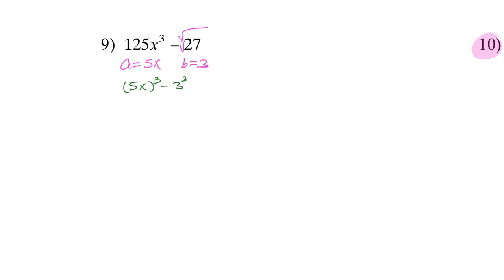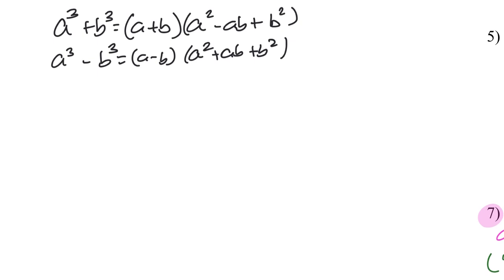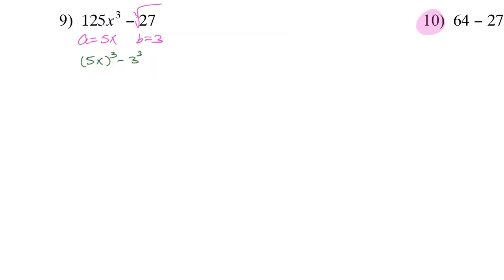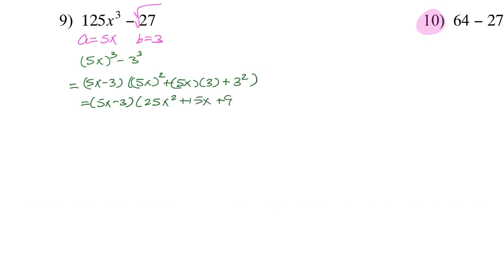Now, again, this sign is just going to tell me that I'm using now the difference. But as you can see, it's very similar to the addition. The only difference is that this sign changed and that one changed, right? So let's go down here again. That means that in this case, because it's a difference, I have first one minus the second one times the first one squared plus the first one times the second one plus the second one squared. So I should have 5x minus 3 times 25x squared plus 15x plus 9.